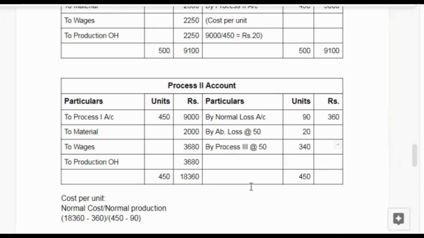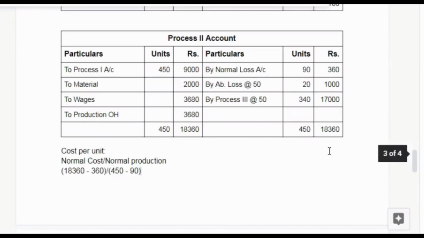So multiply with 50: 20 into 50, 1,000, and 340 into 50, 17,000. And now make the total 18,360. Correct? And here your process 2 account is completed.